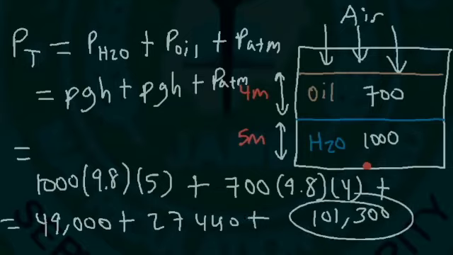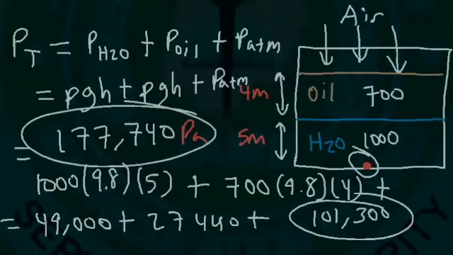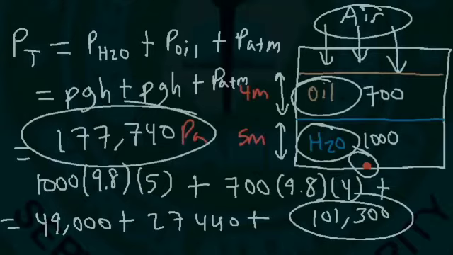So if we add the three numbers, 27,440 plus 49,000 plus 101,300, the absolute pressure at this point, or the total pressure, is 177,740 pascals. So basically, you need to add the gauge pressure of the water and the gauge pressure of the oil plus the atmospheric pressure of the air, and that'll give you the total pressure at that point.